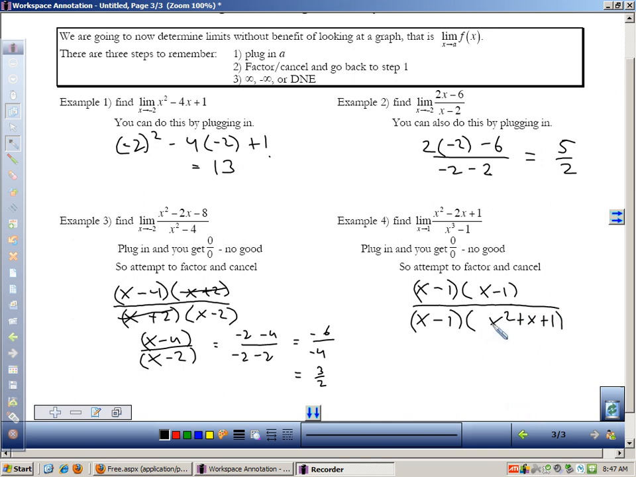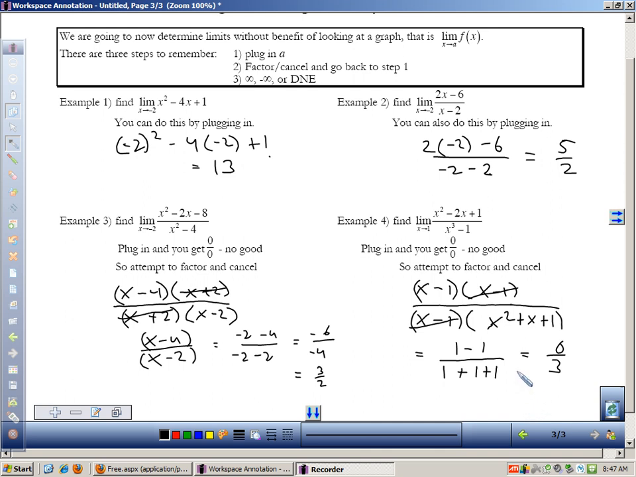So I factor the numerator and denominator. One of these cancels. So I just get x minus 1 over x squared plus x plus 1. Now I'm going to plug in 1 in here. So when I plug in 1, I get 1 minus 1 over 1 plus 1 plus 1.